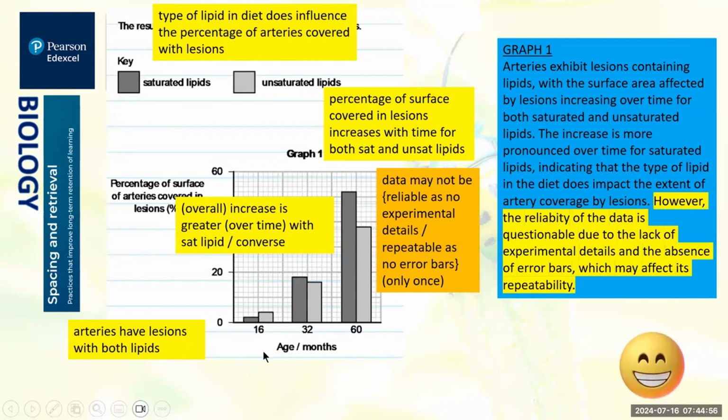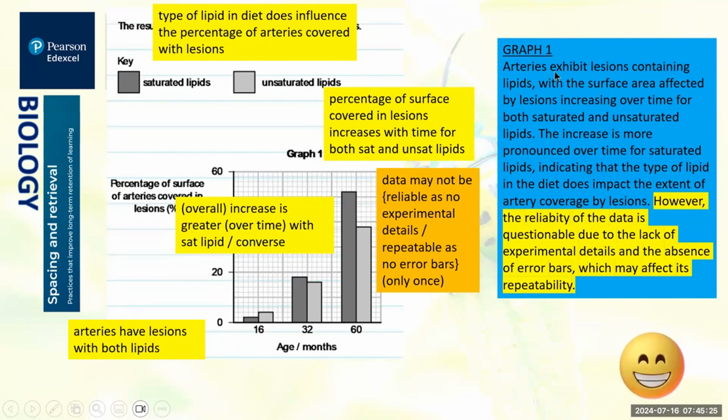So we can say it has both lipid lesions. Taking all, we can say with time lesions are increasing in both lipids. Now the other colored box here is called the statistical part. Data may not be reliable as there are no experimental details like mean or error bars. Repeatable as no error bars. Only once, we cannot make a statistical conclusion.